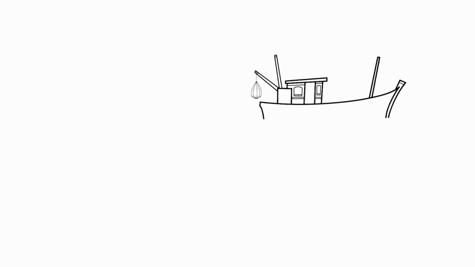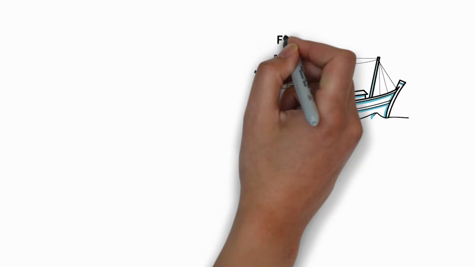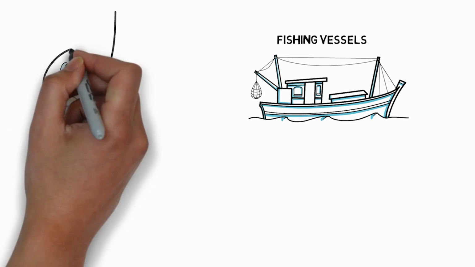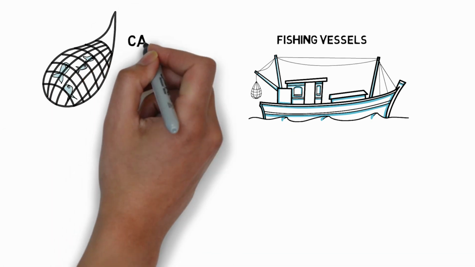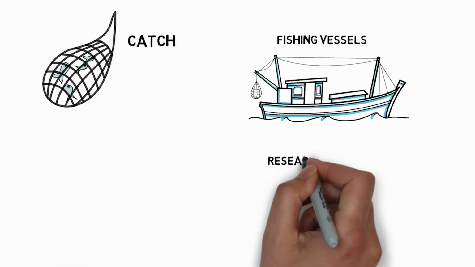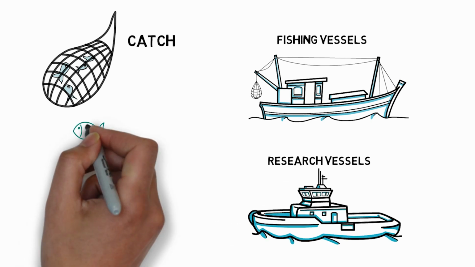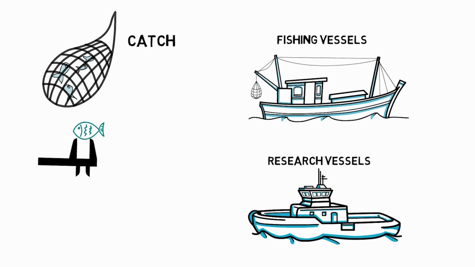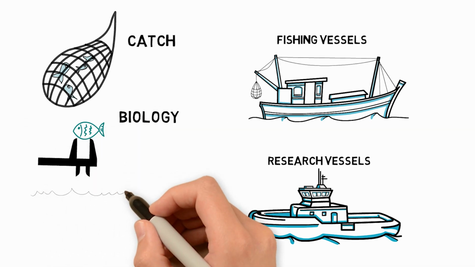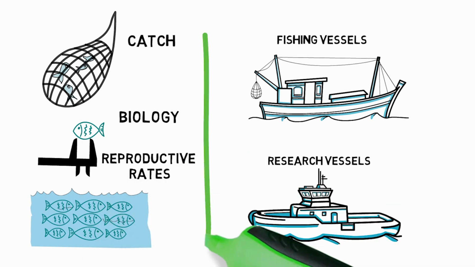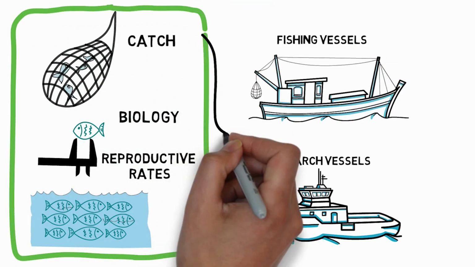So, to try and get the full picture, some data is gathered directly from the fishing industry, such as how much is being caught and where, and this is called fisheries-dependent data. Data is also gathered using research vessels, and this is called fisheries-independent data, and includes biological information on the relationship between size and age of individuals and reproduction rates.